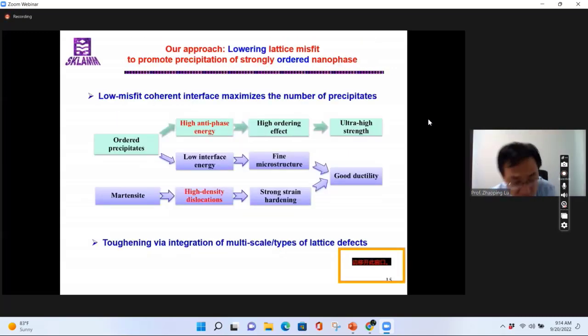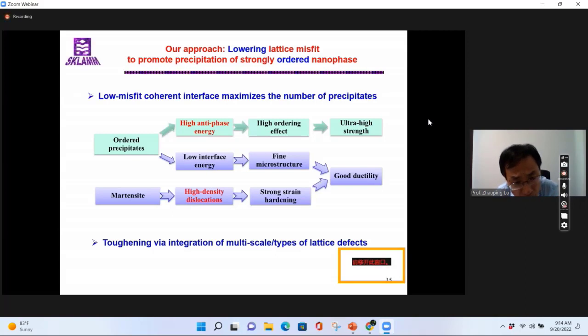So our approach here is to lower the lattice misfit to promote precipitation of the strongly ordered nanophase. As I mentioned, this compound has a high antiphase boundary energy, which will give you high obstacle strength. If you further lower the lattice misfit, you can get massive nanophase precipitation with a fine structure. So with this, you can achieve ultra-high strength.